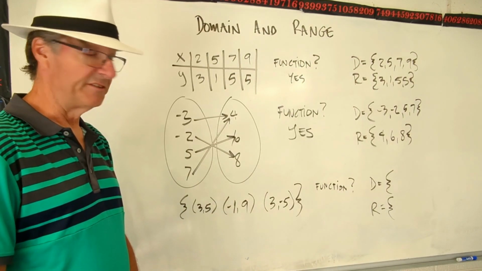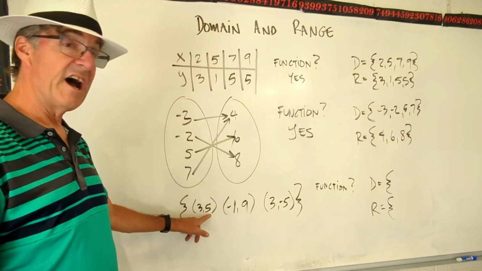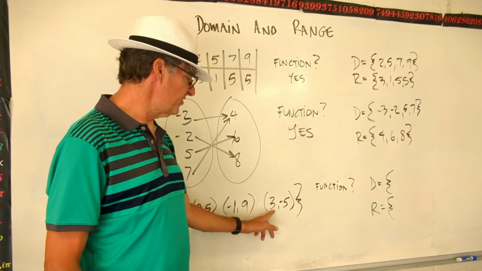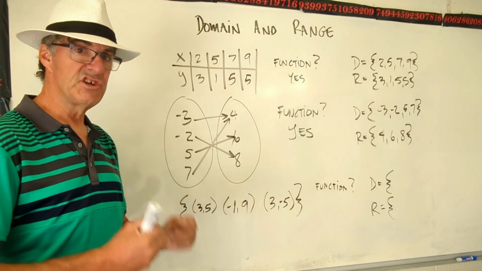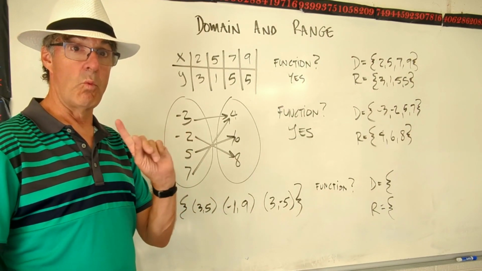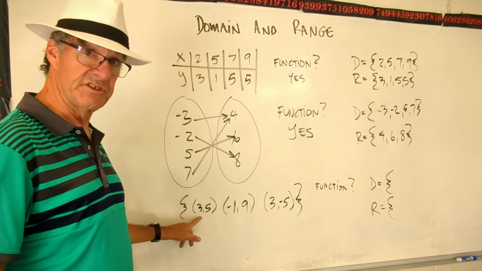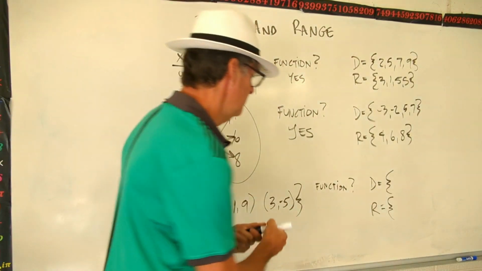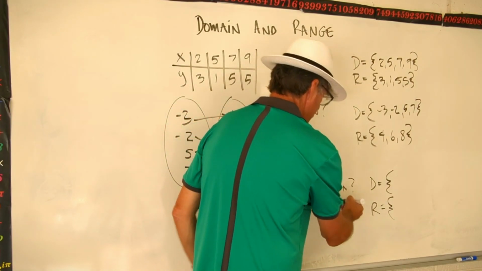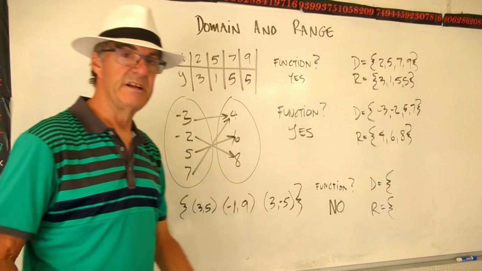Not a function. 3 makes 5 here, but 3 also makes -5. So this breaks the rule. For each x, there is only one y. This x, which is 3, makes a 5, but the same 3 makes a -5, not a function. So that's no, and we don't need to go into the domain and the range.